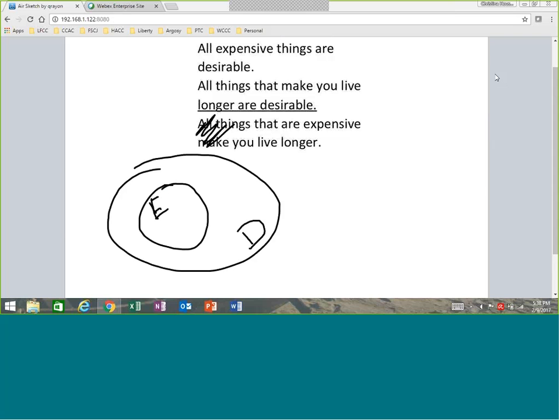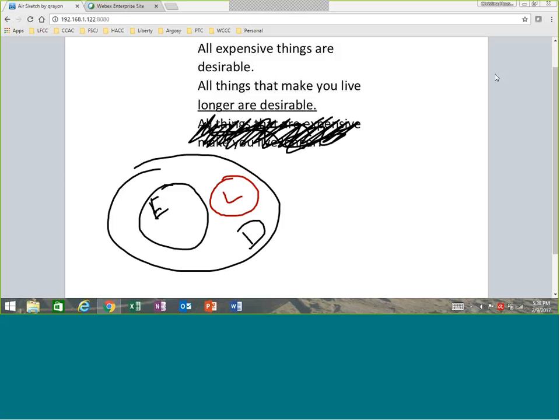So, going with our routine here, I'm just going to cross that out because remember, when we're drawing the diagram, completely ignore the conclusion. We're just drawing the diagram based on the premise statements. So all things that make you live longer are desirable. So we need to have another circle about living longer. And it has to be inside the desirable circle. So I'm going to draw that in a different color. It could look like this. I'll put L for live longer.